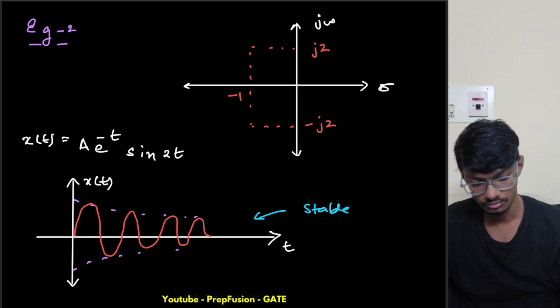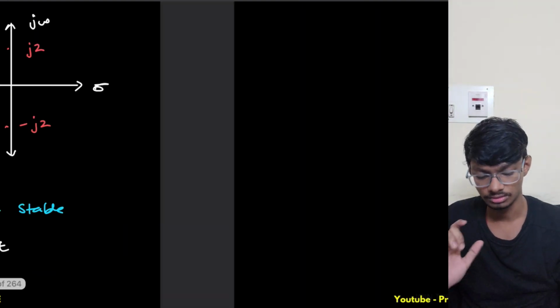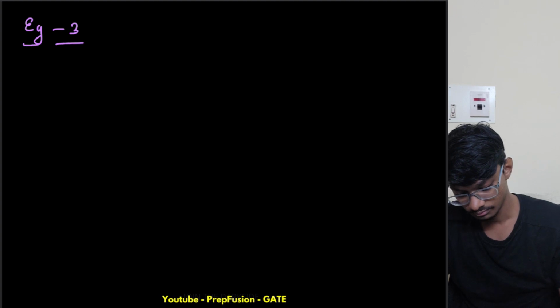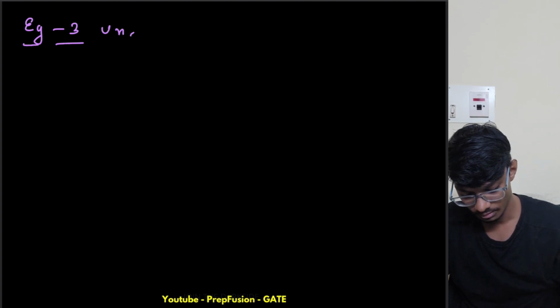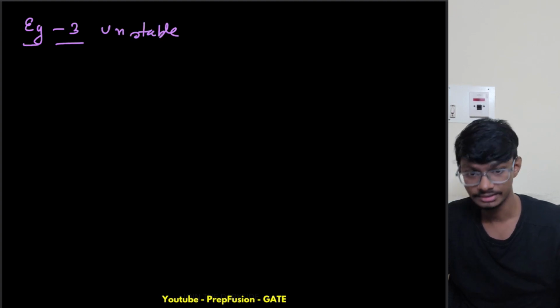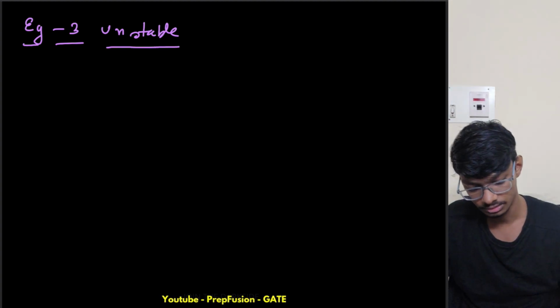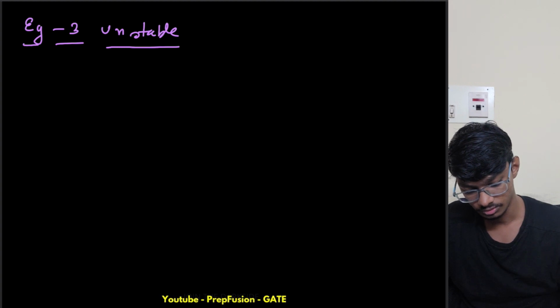Stable. Okay, so let's plot the unstable system. We'll do this pretty quickly right now. Unstable, right? I will not explain this much. What I will do is simply draw the sigma plus j omega axis.